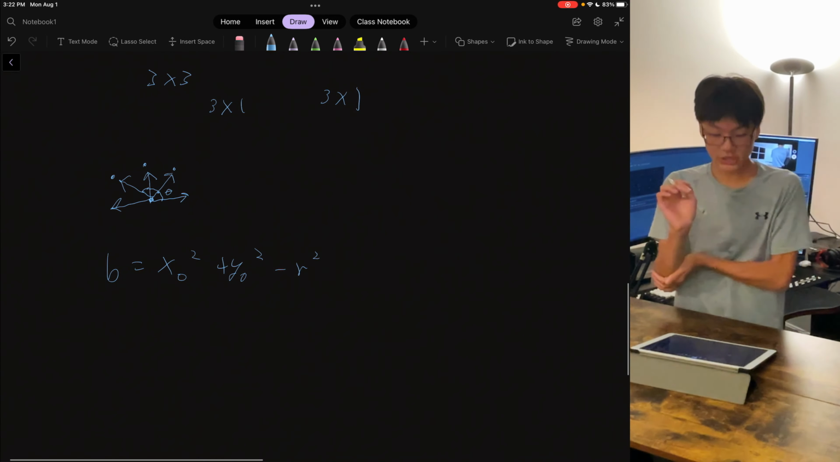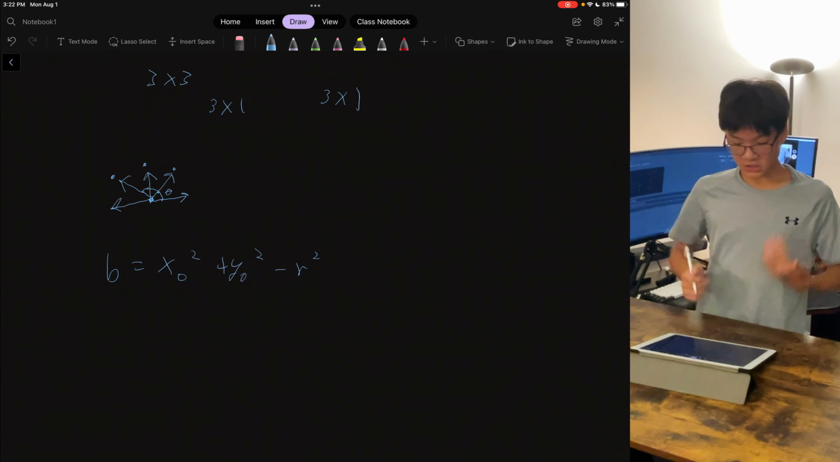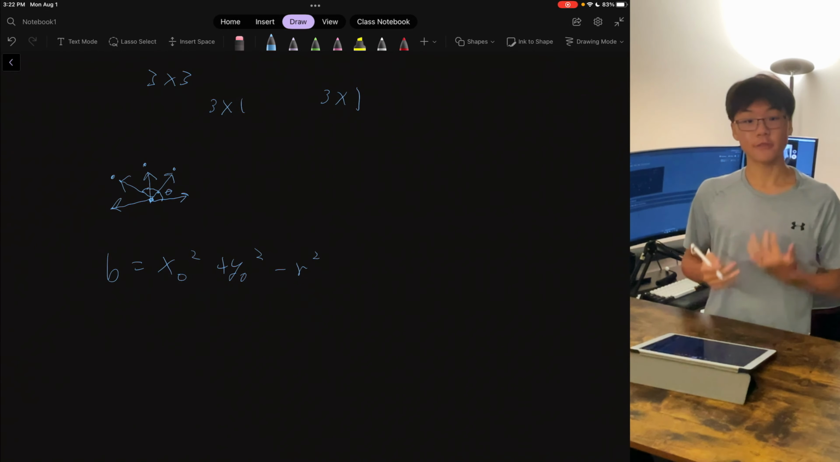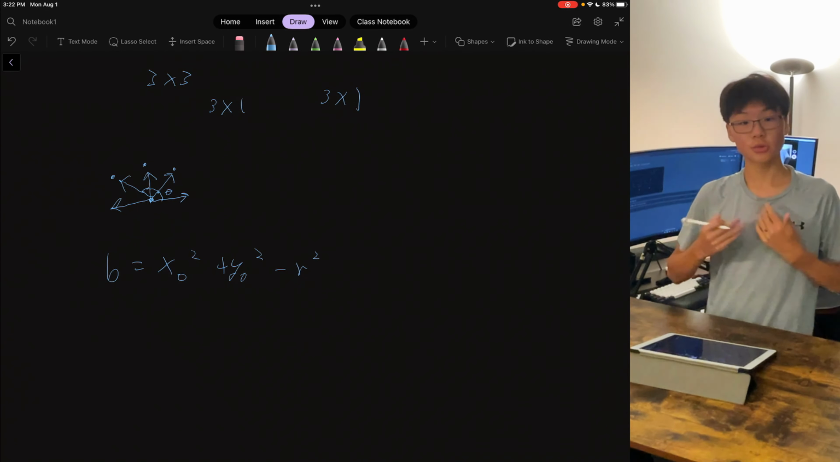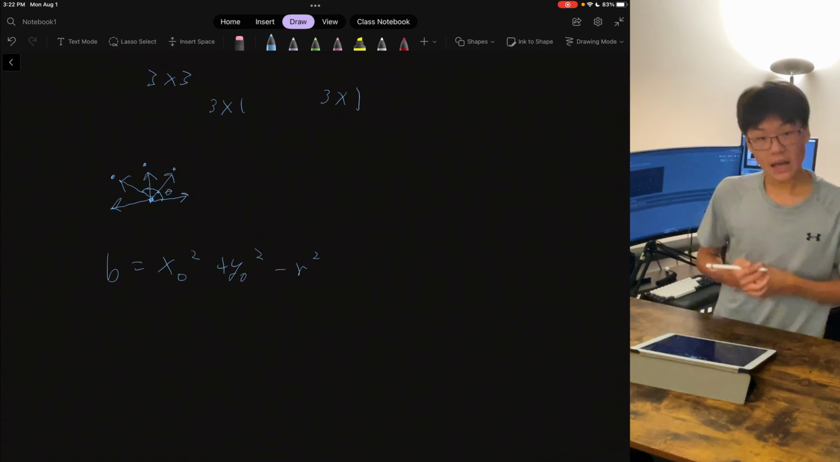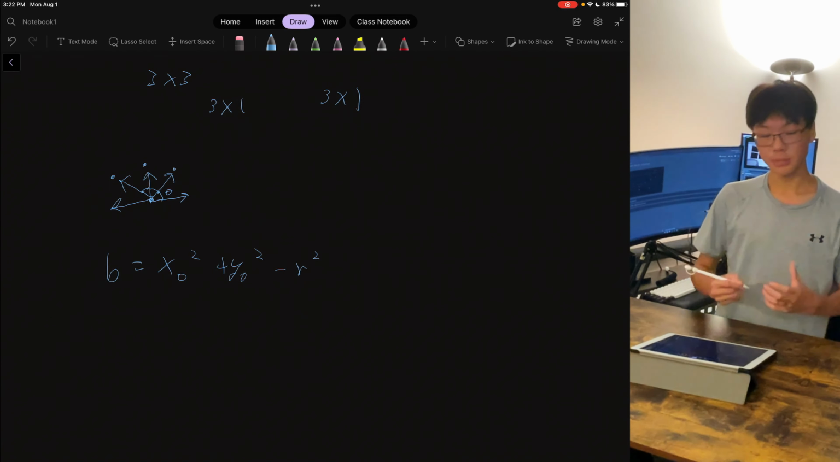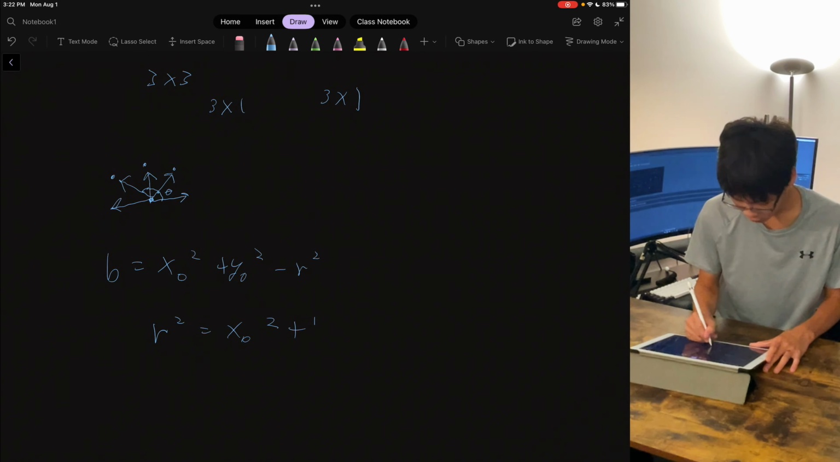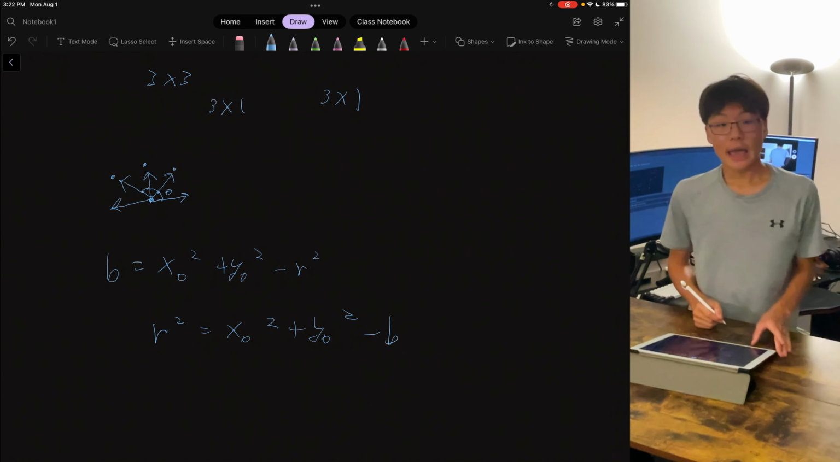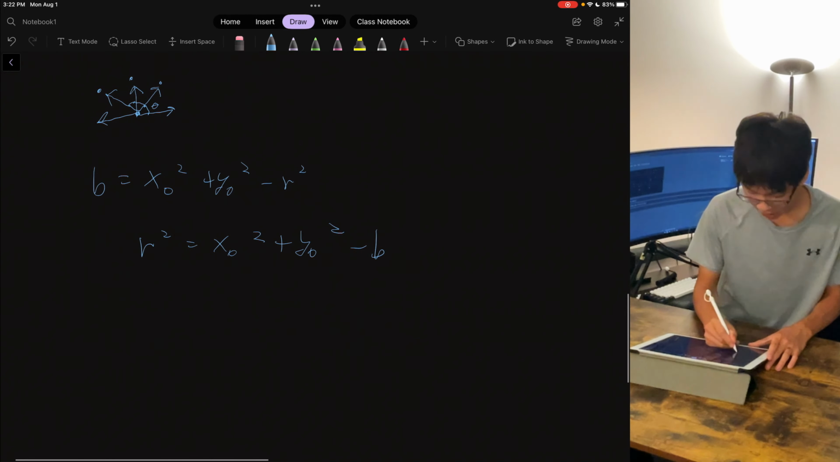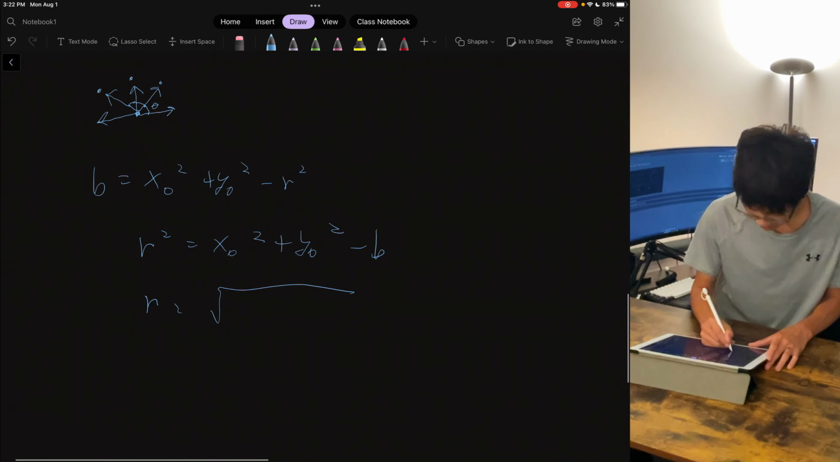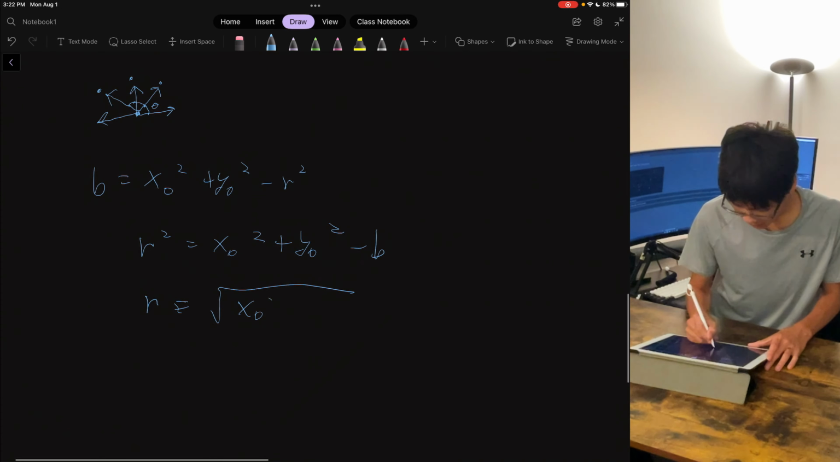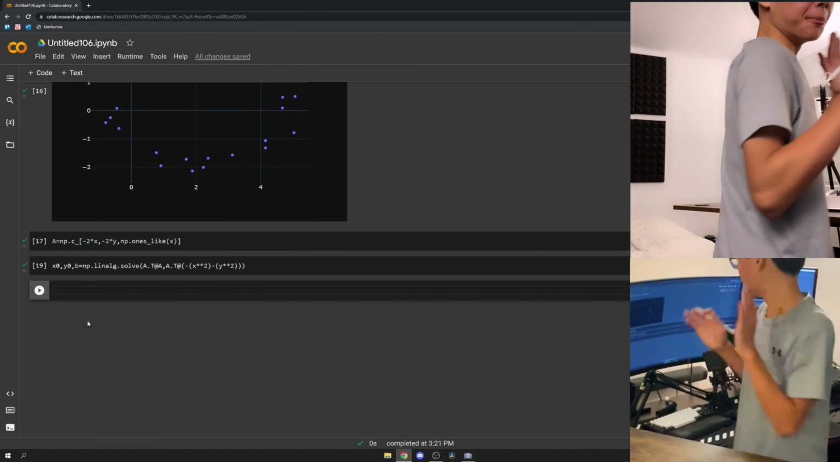Okay, so now we know our x naught squared and y naught squared and b values, but we don't know our r squared value. So what we could do here is add r squared to both sides and subtract b from both sides. So that'll give us r squared is equal to x naught squared plus y naught squared minus b. And we can take the square root of both sides. So r is going to be equal to the square root of x naught squared plus y naught squared minus b. There we go.